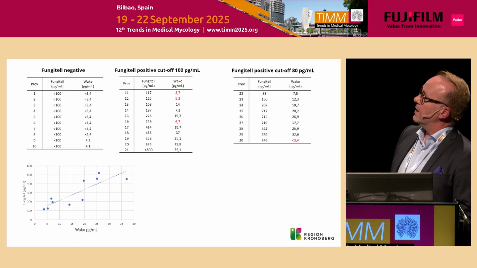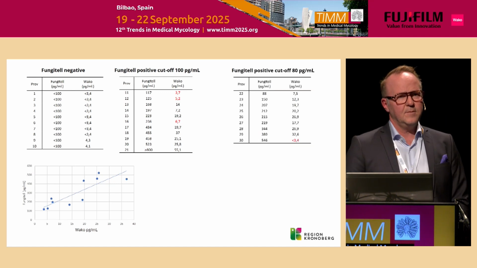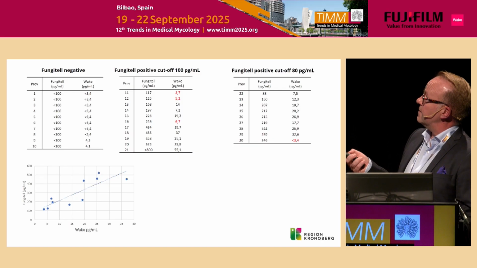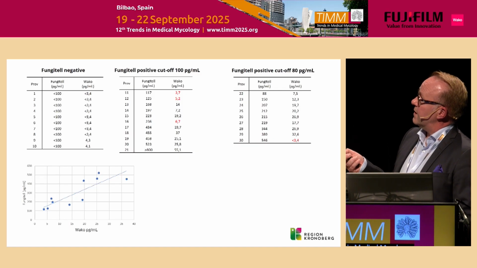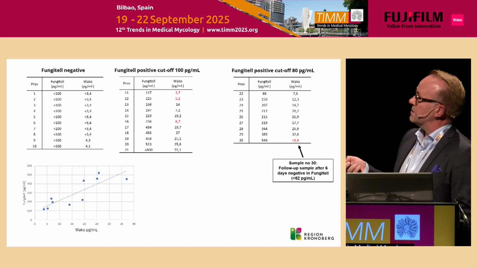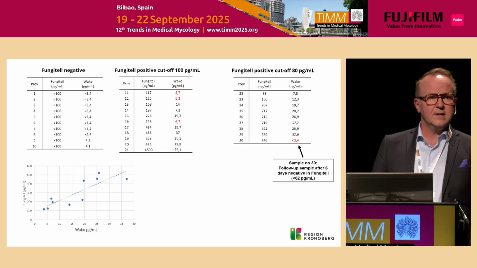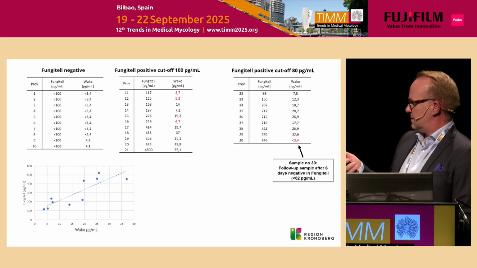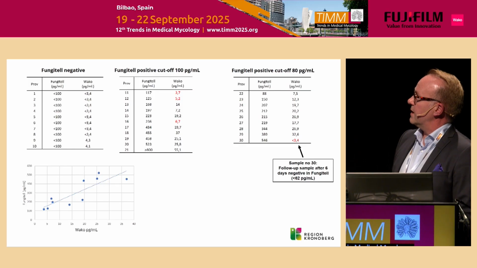This is how it looked when we plotted them against each other. And then we had some more samples after they introduced the new cutoff of 80 for Fungitel. Here you see a very nice correlation, except for one very strange sample. This was highly positive in Fungitel, negative in WACO. This was, however, followed up. A new sample was taken 5 or 6 days afterwards, and it was completely negative in Fungitel. So we believe that this is some mix-up of samples. We excluded this from further analysis.